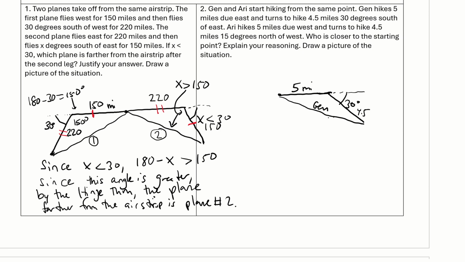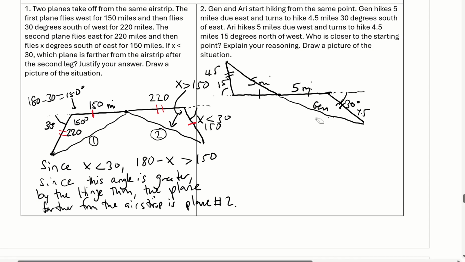Now Ari hikes 5 miles west, like here. So these are the same distance. Then 4.5 miles, 15 degrees north of west. So this is west, and she's going 15 degrees north. That's 4.5 miles, the same distance as this here, and then this is the 5 miles here.